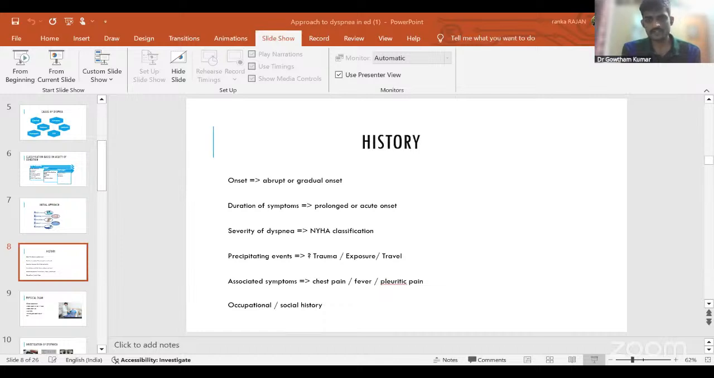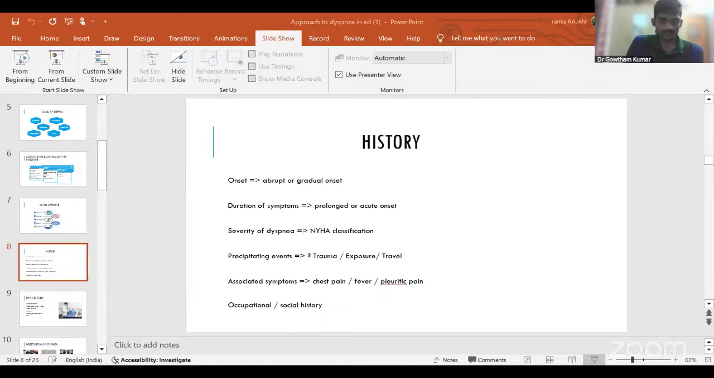Check for DVT: calf muscle tenderness, leg swellings, and check the history. Someone with cancer, someone with a swollen leg, you can corner it to pulmonary embolism. Their Wells score is very high. So that way we can tailor the investigations accordingly.